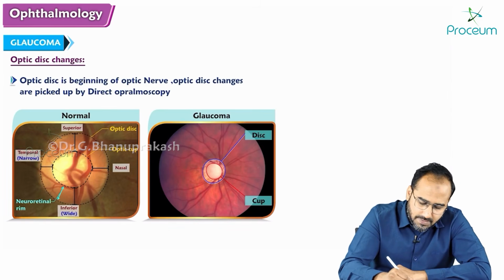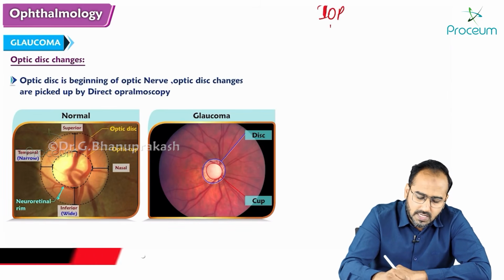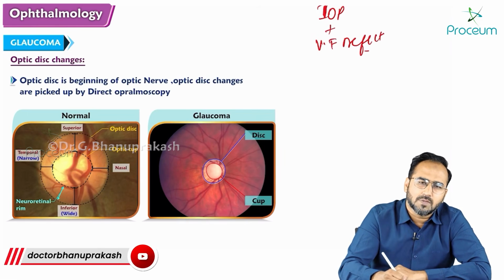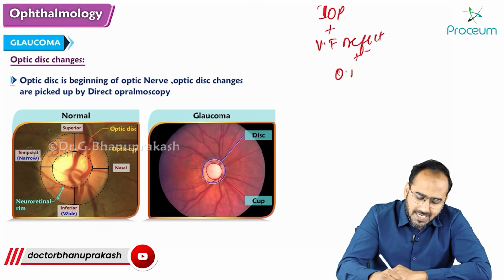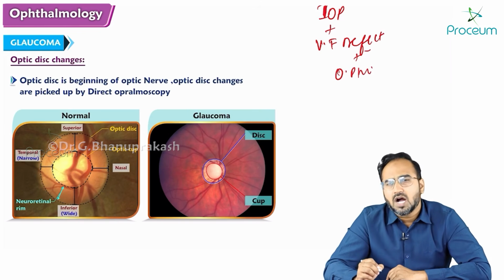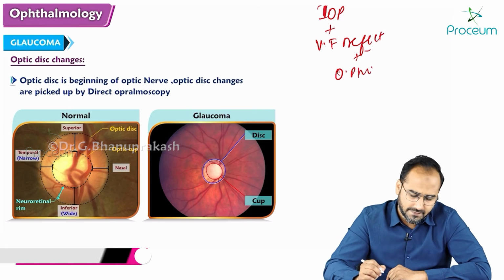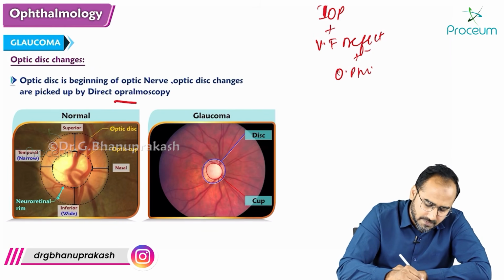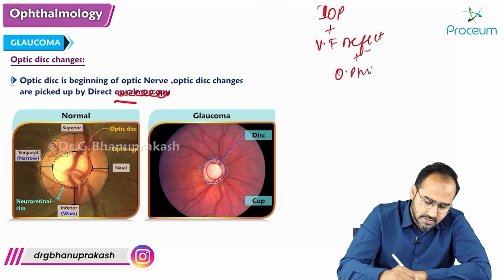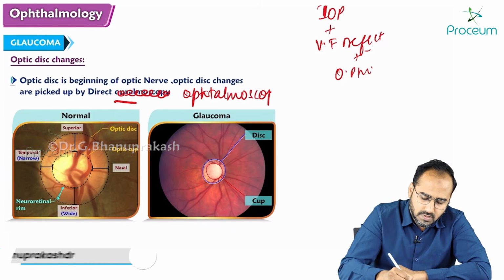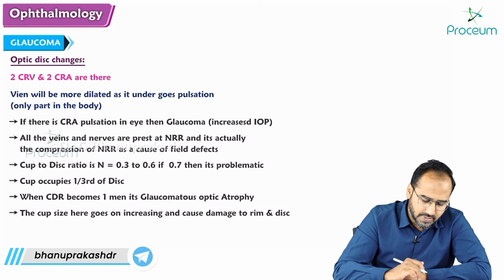So we have discussed the intraocular pressure of glaucoma, we have discussed the visual field defects. Coming to the third aspect of glaucoma, what optic disc changes will happen in glaucoma? First of all, what is the optic disc? The optic disc is the beginning of the optic nerve, right? And optic disc changes are usually picked up by direct ophthalmoscopy.